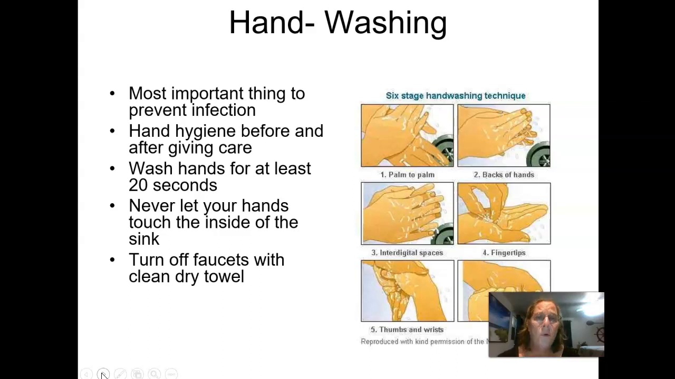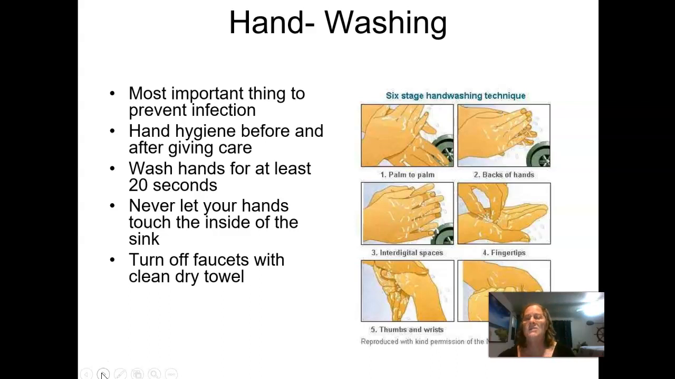And one of the most important things that we can do to help prevent infection and to do our clean techniques is good hand washing. We have to do hand hygiene before and after we give care, and even in between care. If we've got soiling on our gloves, or we're doing a procedure and we've contaminated our gloves, we may need to change them out, hand sanitize, and put new gloves on to finish giving that care to that person.